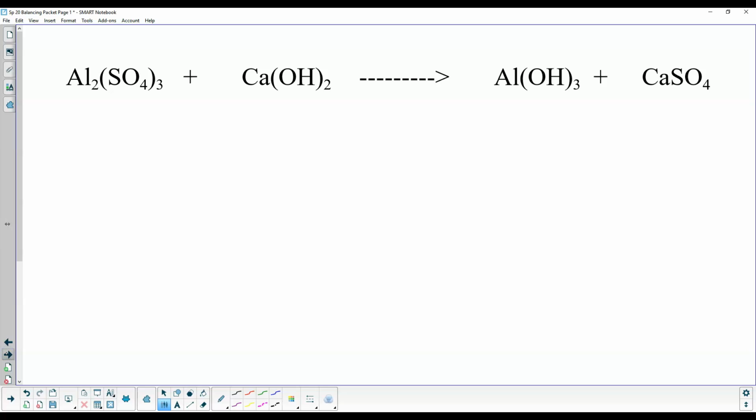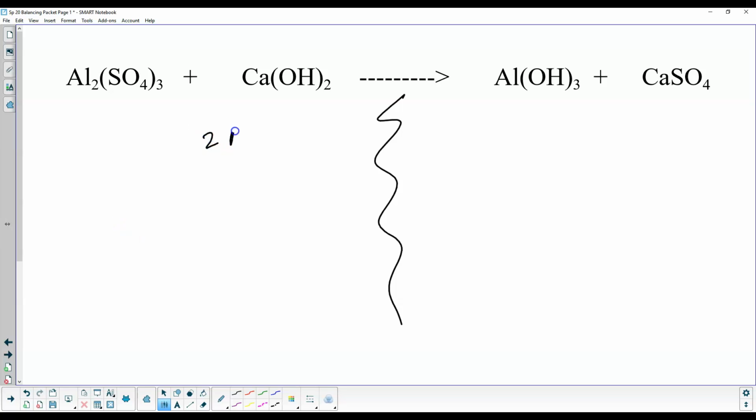Okay, next one. This is one that has some polyatomics. You'll notice sulfate appears on both sides. You'll notice hydroxide appears on both sides. If you see polyatomics that appear on both sides, both the reactant and the product side, it's generally going to be easier to leave them together. All right. Let's do our inventory.